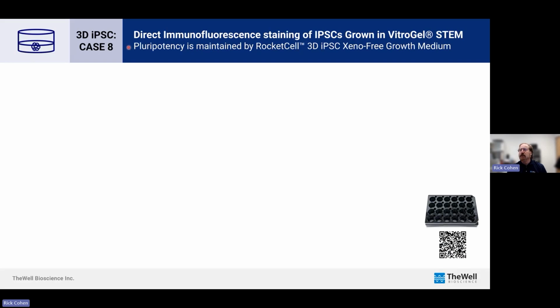And you could continue to use your regular system where you fix cells. So if you can't do the immunostaining the day you need to do them, you can fix it with paraformaldehyde in the same way you do 2D.